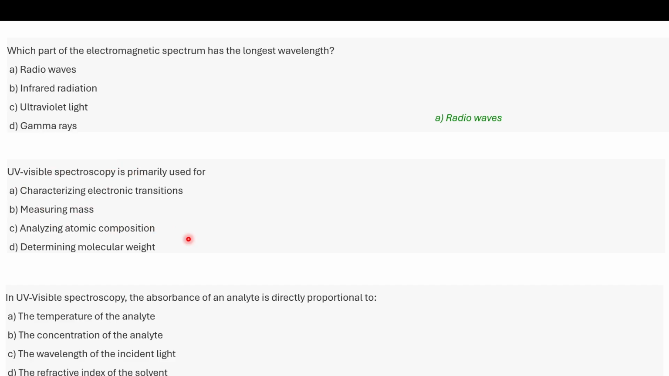Mostly it's for characterizing the electronic transitions. And another question from UV visible spectroscopy: the absorbance of an analyte is directly proportional to, this is basically from the Beer-Lambert's law. So the absorbance of an analyte is directly proportional to the concentration of the sample in question. The option B, concentration of the analyte.